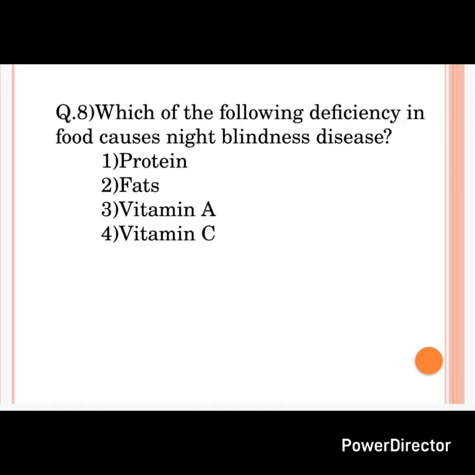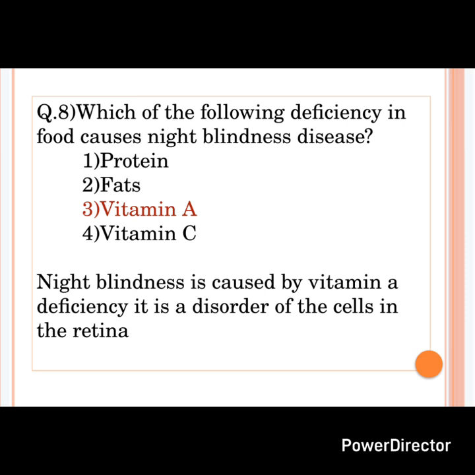Which of the following deficiencies in food causes the night blindness disease? The options are: first one, protein; second one, fats; third one, vitamin A; and the fourth option is vitamin C. Yes, the answer is vitamin A. Night blindness is caused by vitamin A deficiency. It is a disorder of the cells in the retina. Now, let's see the next question.